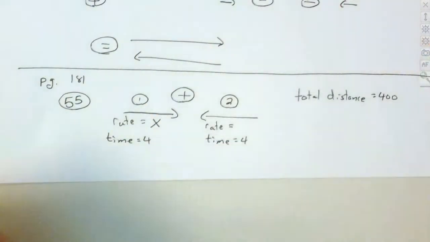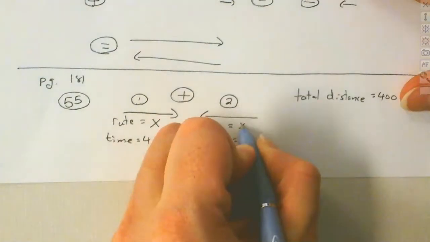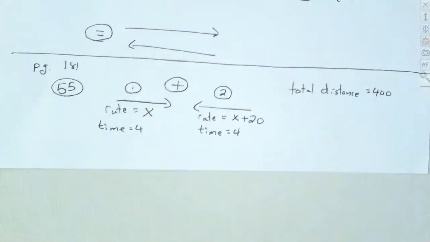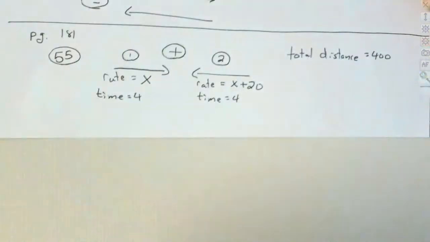Now, what about the second car? What does it say about the second car? It says the second car is what? 20 miles per hour faster, right? So one car is 20 miles per hour faster than the other. So the second car, its rate of speed is going to be X plus what? Plus 20. Now we can build our equation and we can solve this one.